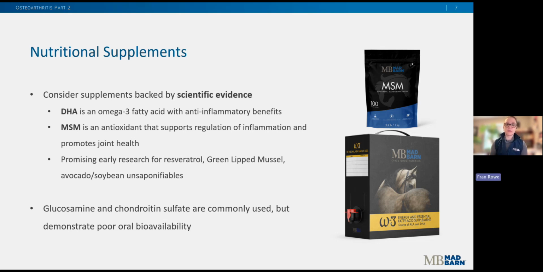Now, you might be wondering about the two big names that you often see in joint supplements, glucosamine or chondroitin sulfate. These are really commonly included in joint supplement formulations, but research has really demonstrated that they have poor oral bioavailability. So the big question is, even if we're providing them orally, are they actually doing anything if they're not being absorbed out of the gut?